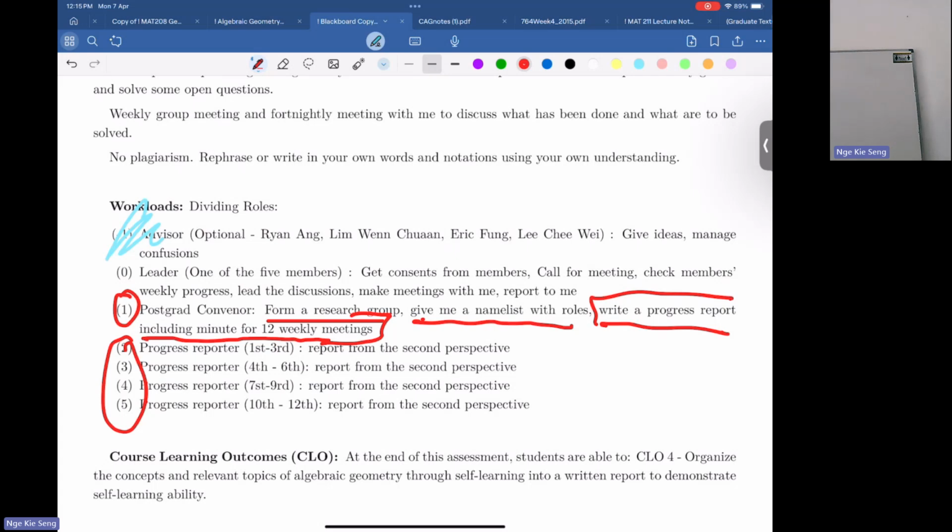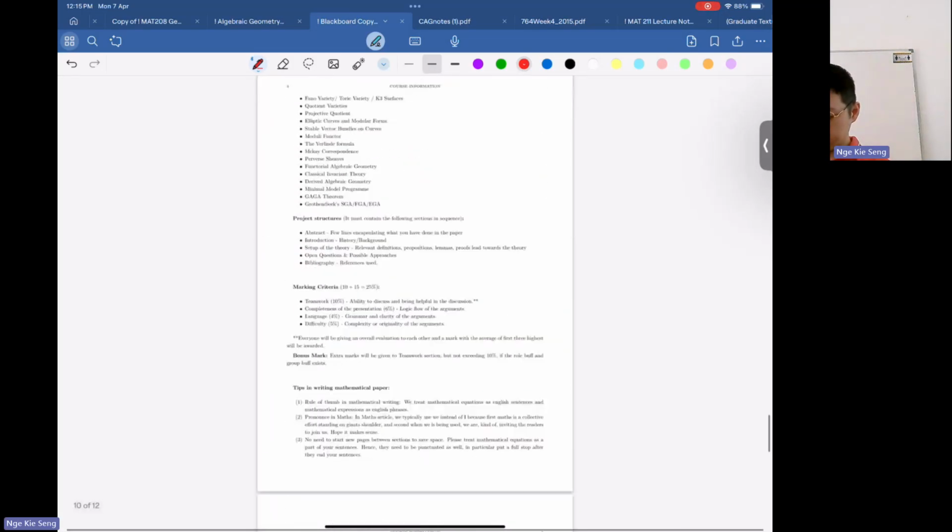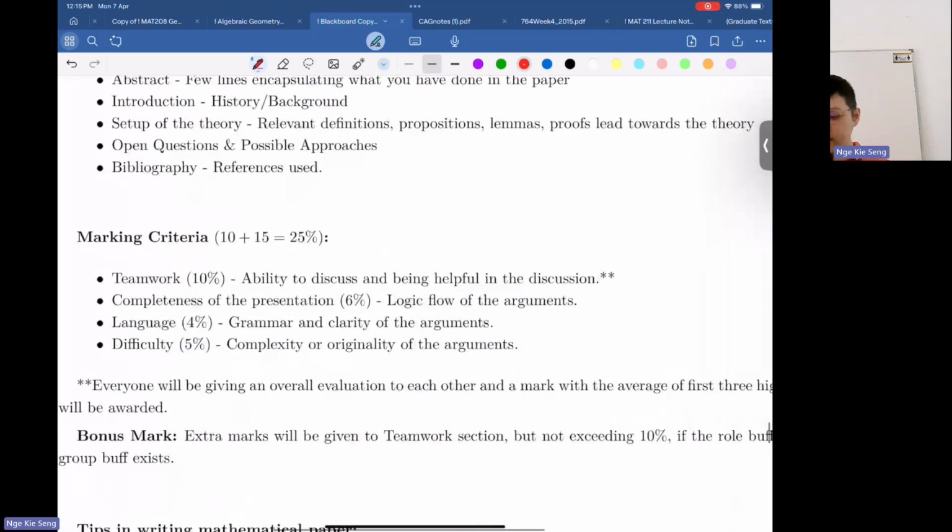And then why I asked the undergrads to do another progress report is because I want to see your meeting from a different viewpoint. Because in the end there's one evaluation here. So let's see what the evaluation is. I split these 25 marks for your project into 4 components.